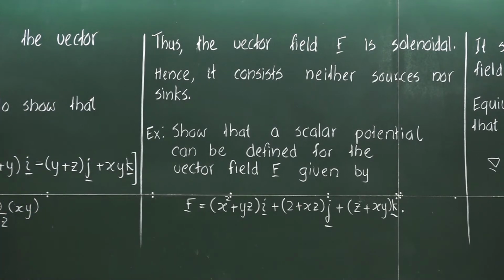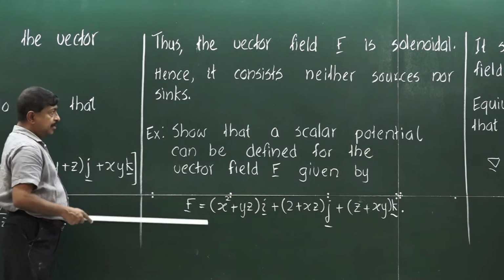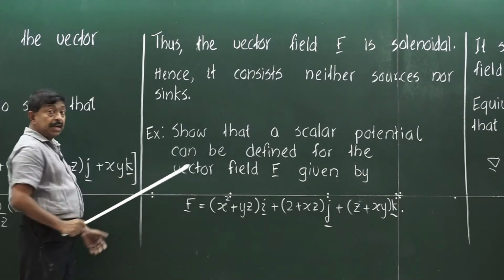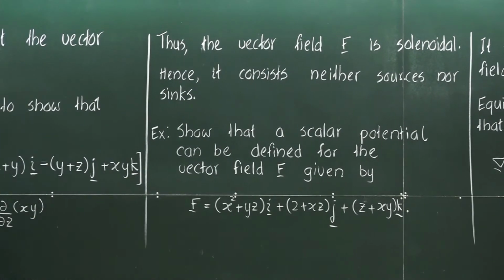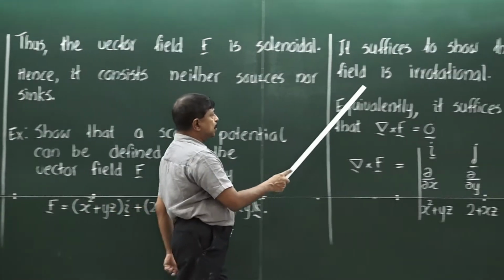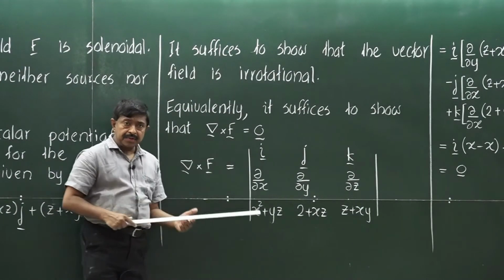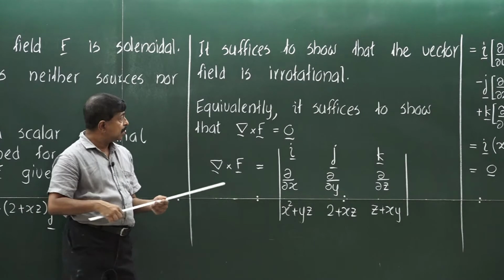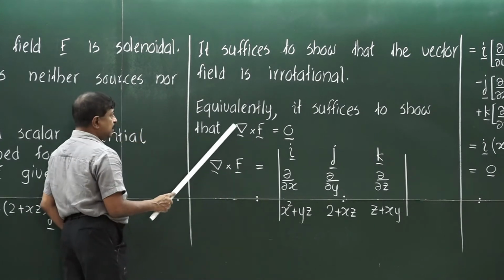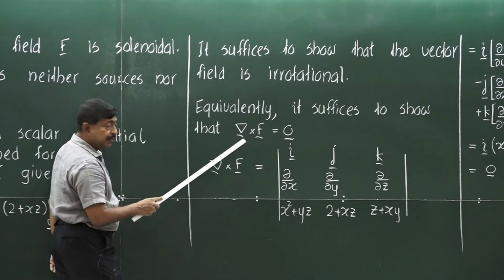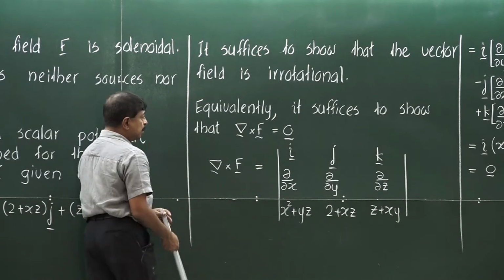Here a vector field f is given as such. Now, we need to show that we can define a scalar potential, or a potential function, for this vector field f. So, how can we do that? We need to show that it is irrotational. A potential function can be defined only if the vector field is irrotational. How can we do that? Now, we need to show that a vector field being irrotational is equivalent to this one. So, we need to show that curl f is equal to the null vector.